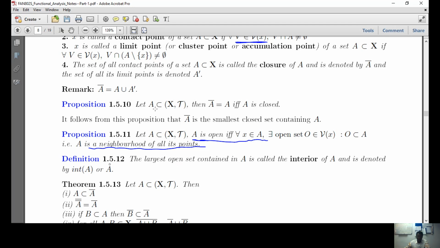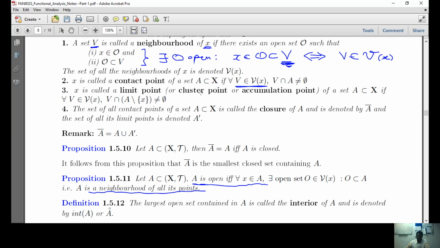Like this proposition: a subset of a topological space is closed if and only if it is equal to its closure. So you can prove it using this definition here. Right? You know what a closed set is? A closed set is the complement of an open set. That one is what you know also from real analysis. If you don't know, I've just given you the definition here.